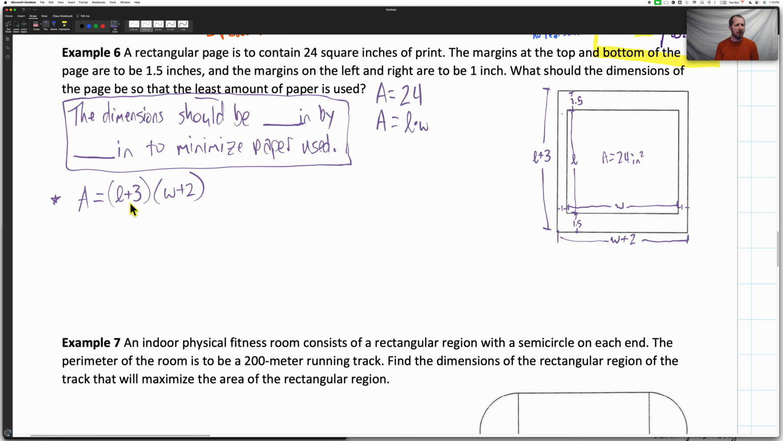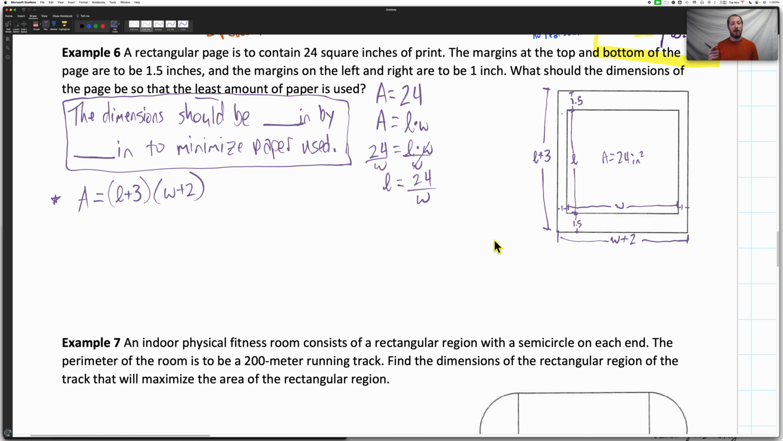So unfortunately, we've got two different variables, so we're going to need to rewrite one variable in terms of the other. It doesn't really matter which one, but let's take our area formula here, and let's say our area is 24. That equals length times width. So I want to solve our function for one of those. I'll just solve it for L, so divide both sides by W. And so we get our length is 24 over W.